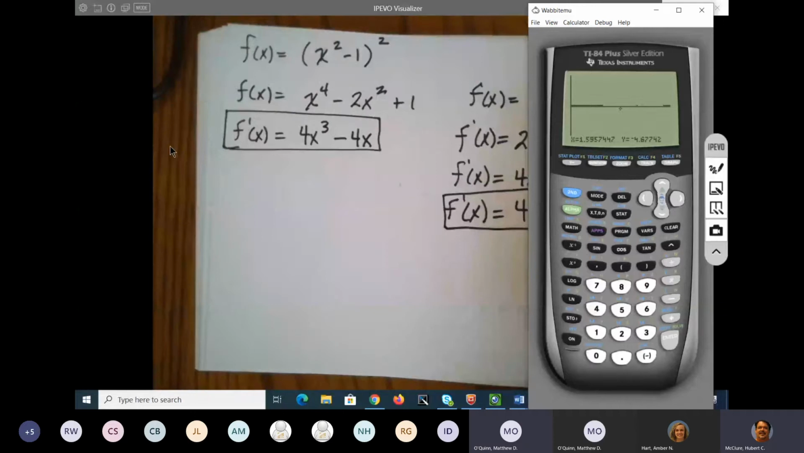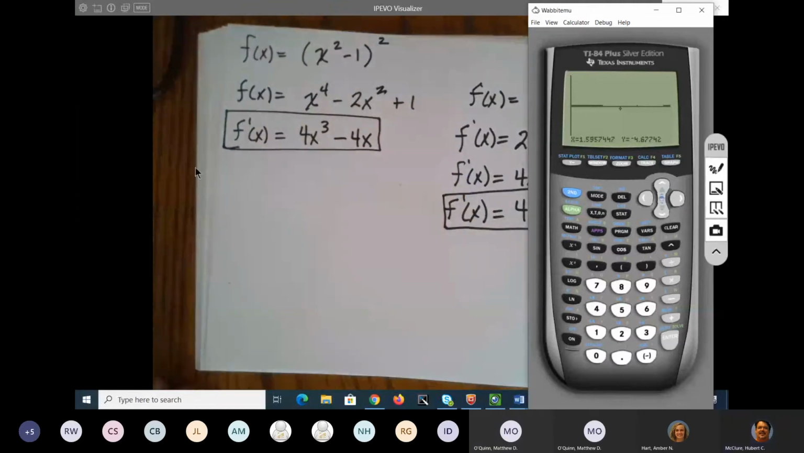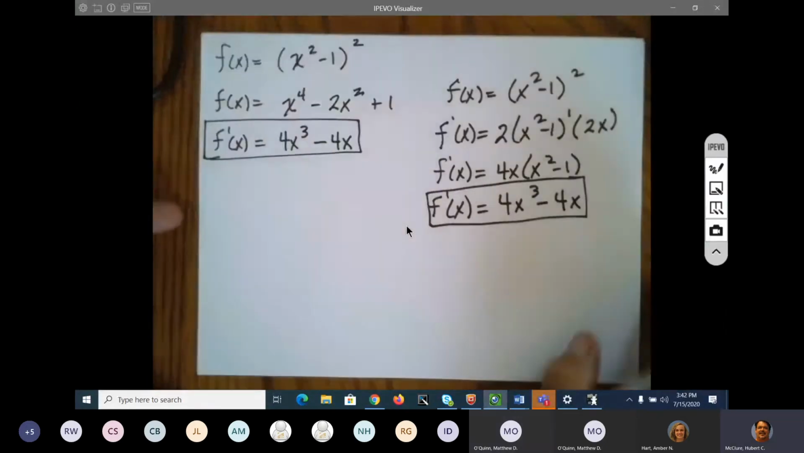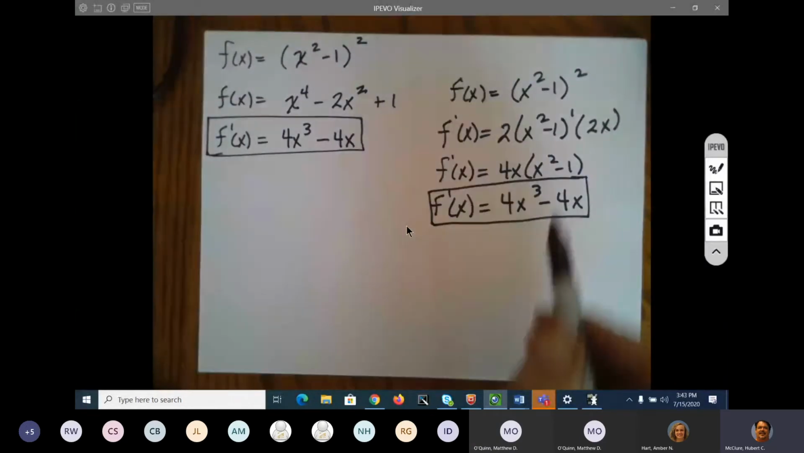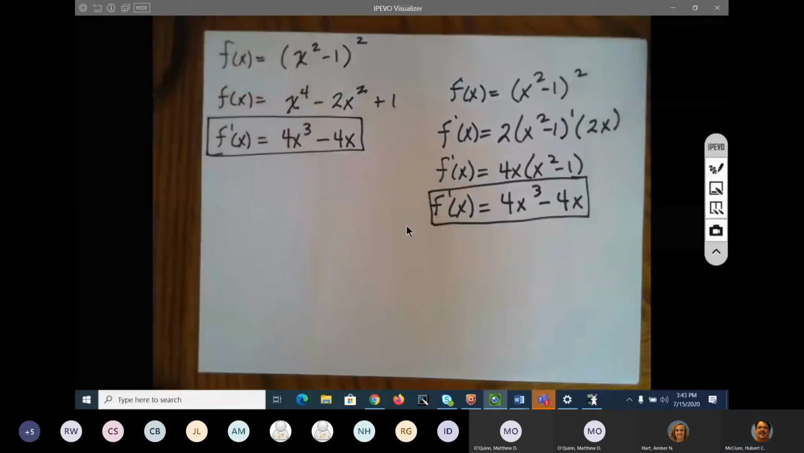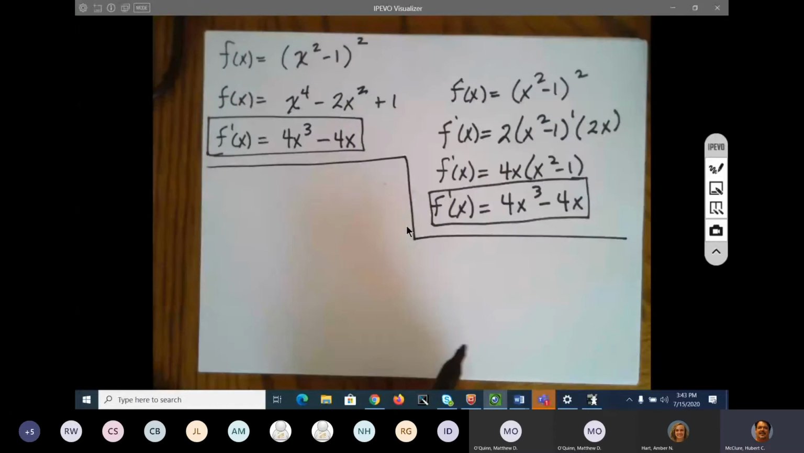Now, I'll give you a little hint. If everything's going right, you did both of those methods without a single hesitation. That's how you can judge if things are clicking. If you did the chain rule and you didn't have any hiccups, then that means things are good. If you're going, then things are not good.